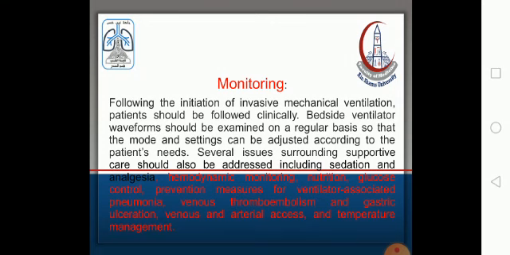Invasive mechanical ventilation should be monitored clinically, and the ventilator waveforms should be examined with an intensivist or pulmonologist on a regular basis so that the mode and settings can be adjusted according to the patient's needs. Other issues that a non-pulmonologist can take care of are supportive care, including sedation, hemodynamics, nutrition, prevention of ventilator-associated pneumonia or venous thromboembolism, which is common in patients with COVID-19, and gastric ulcer management.